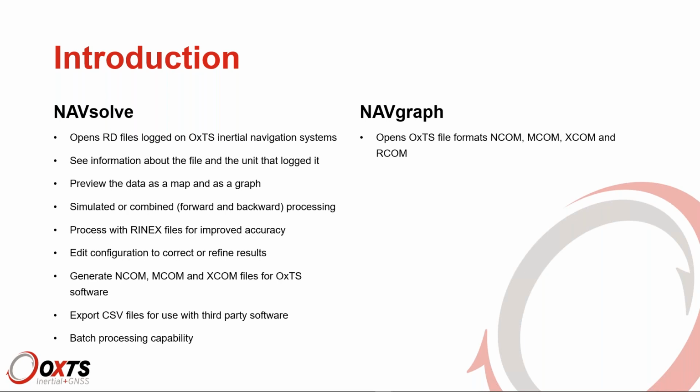NAVgraph opens the processed data, so the NCOM or MCOM formats, and can also open the RCOM, which is, if you are familiar with our RTO range system, the range processed data. It can display data graphically and numerically. We'll see examples of that. You can choose what you want to display. Our systems provide a huge number of parameters, in the hundreds, so obviously you can select which specific data you are interested in and just visualize that one.